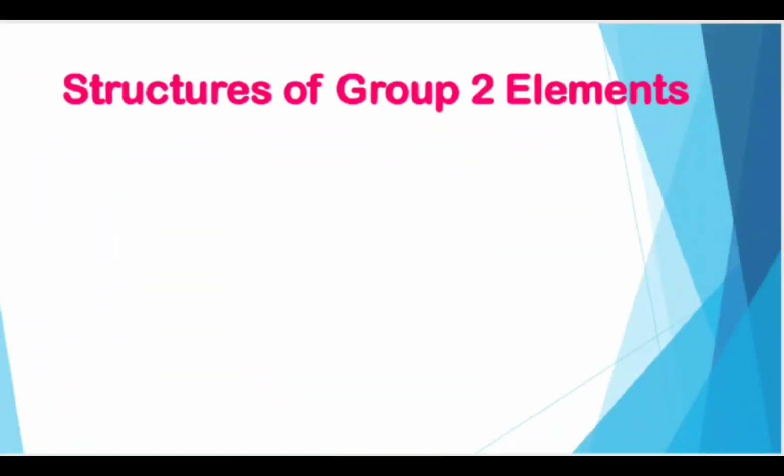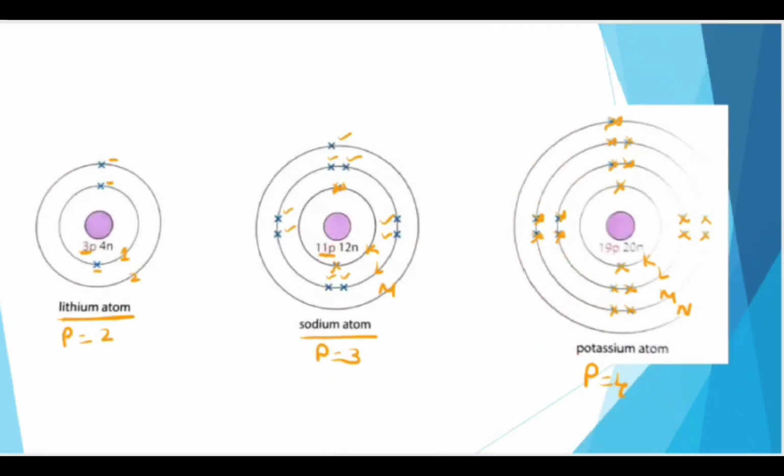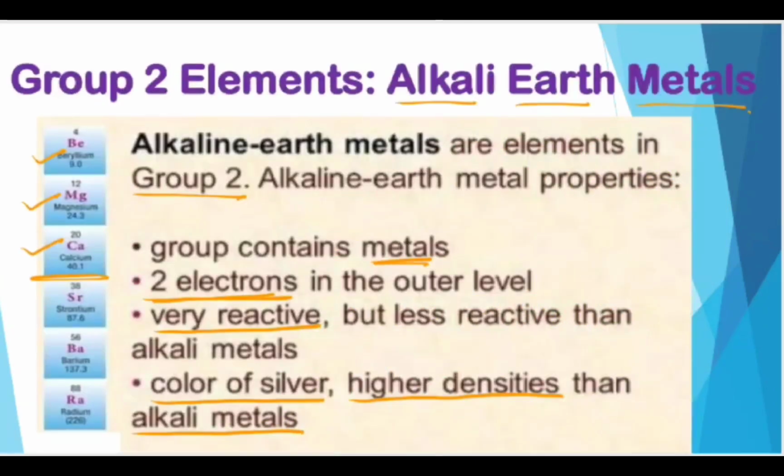Now, the structure of group 2 elements. Children, we just did one for group 1, I had done one for you. Now, I want you to do this for homework, or rather do it right now for me. I want you to draw similar structures for group 2 elements, specifically for beryllium, magnesium and calcium. Come on, please start.